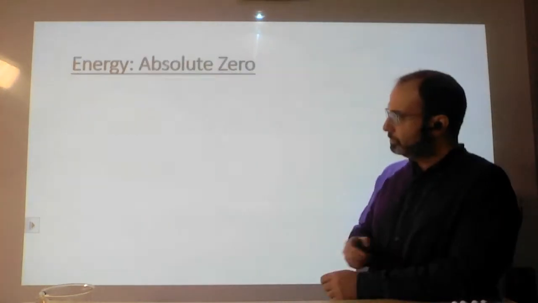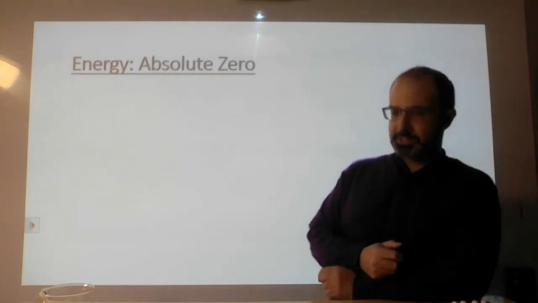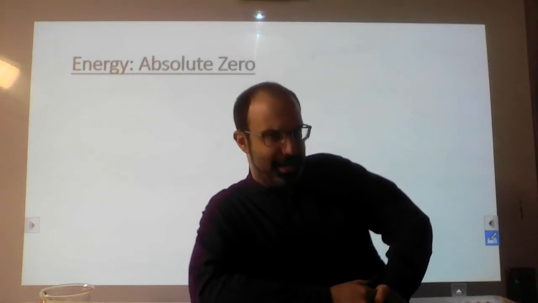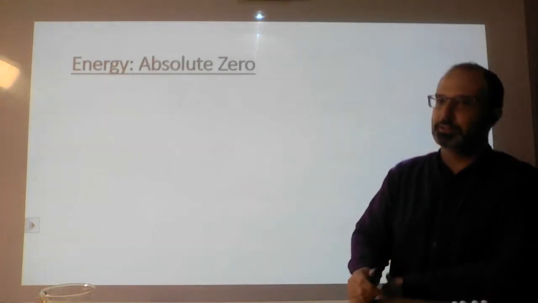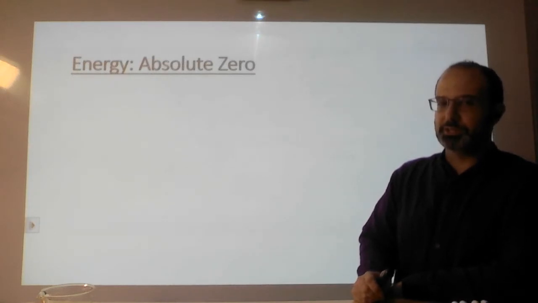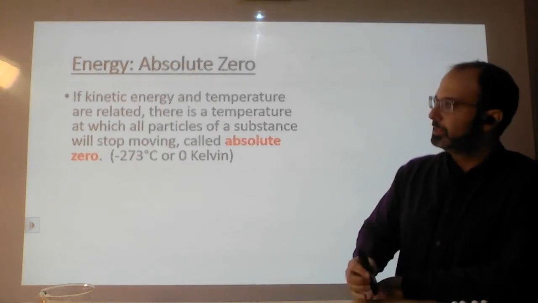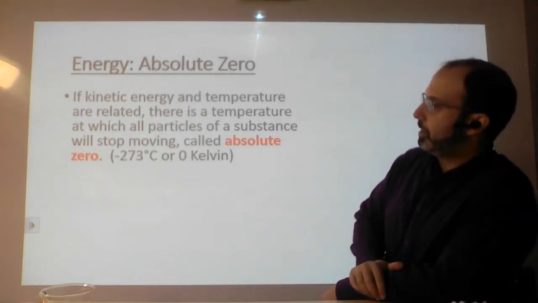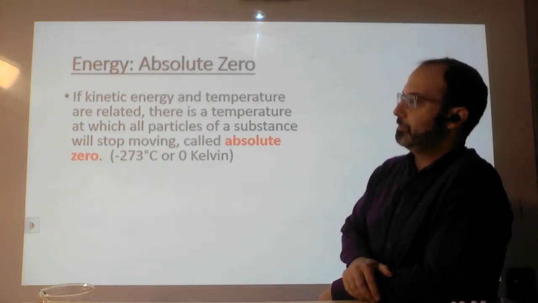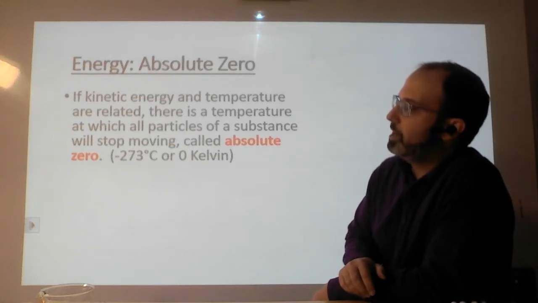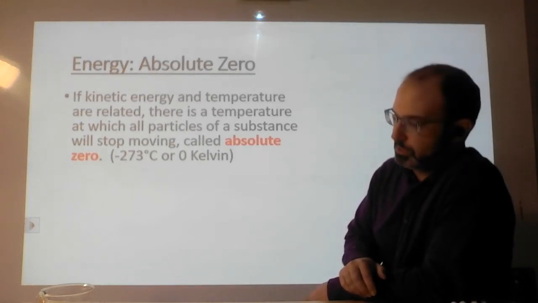So what does this mean? Well, it means that it's possible for there to be no motion at all, zero motion. This is called absolute zero. It is when there is no kinetic energy at all. So if kinetic energy and temperature are related, then there is a temperature at which all particles of a substance will stop moving. We call this absolute zero, and it is at negative 273 degrees Celsius.